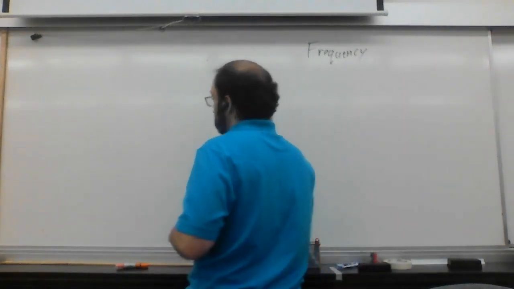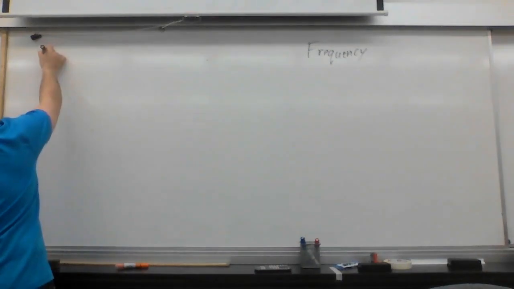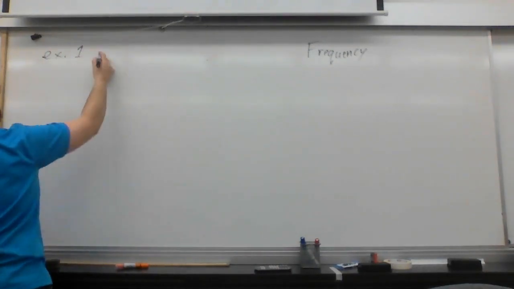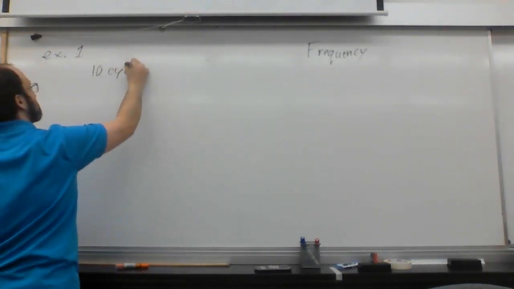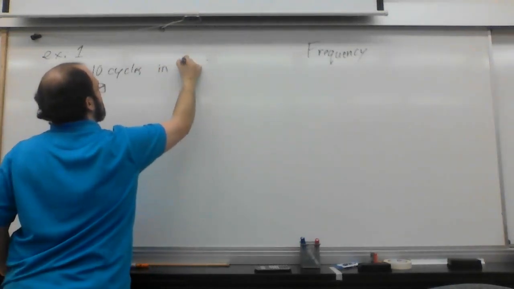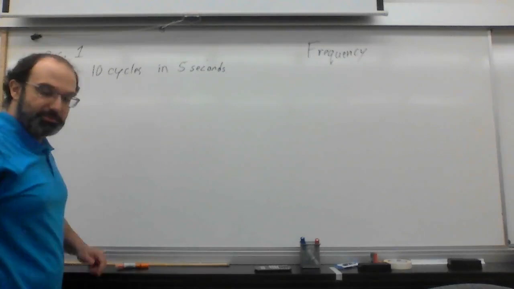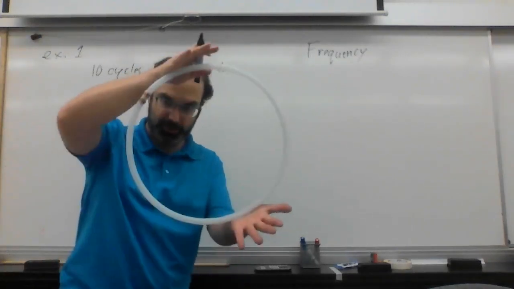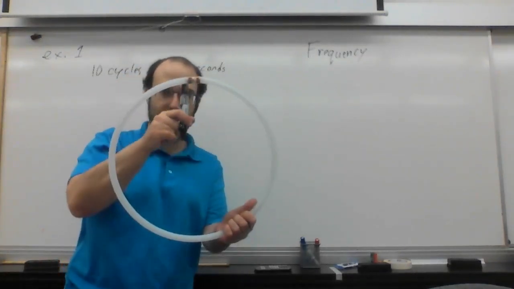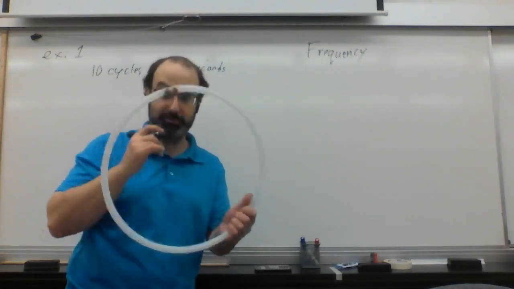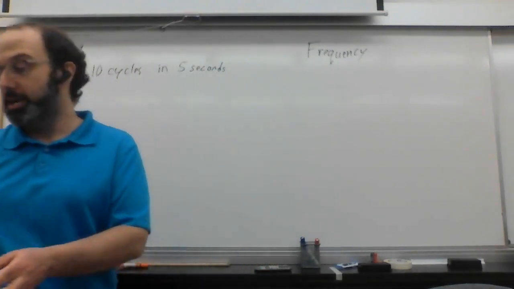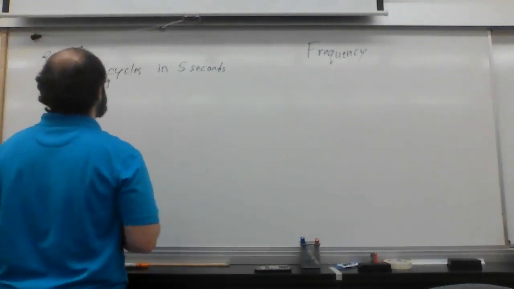Okay, so let's take a look at example 1. I'm going to do 10 cycles in 5 seconds. So that means in 5 seconds, I'm going to go around the circle 10 times. I'm going to start here, and I'm going to go 10 times in 5 seconds. It's pretty quick, right? So what's going to happen?